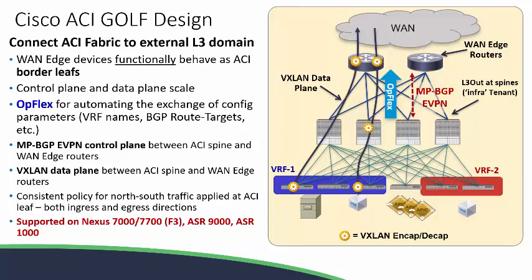So here's the Golf design, connecting an ACI fabric to the layer 3 domain. Remember, the WAN edge devices speak to the spines. So remember how I said on day one, nothing connects to spines except leaves? Well, this is where that would be incorrect. You would actually use the spines for fabric extension via layer 3 to other sites.